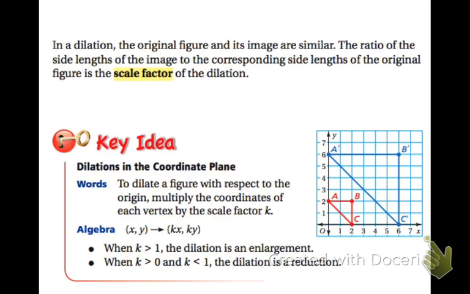The way we describe our dilations is that if the scale factor is greater than 1, it's an enlargement. It will get bigger. But if it's a decimal or a fraction between 0 and 1, it's a reduction and it'll get smaller. Okay? And here's the algebra notation where we are multiplying the x-coordinate and the y-coordinate both by the same scale factor.